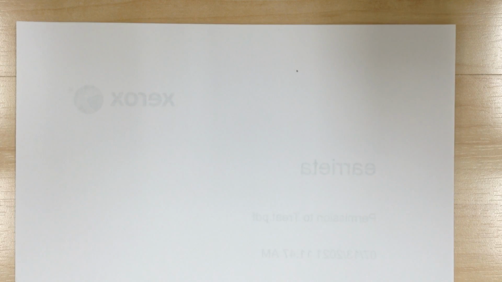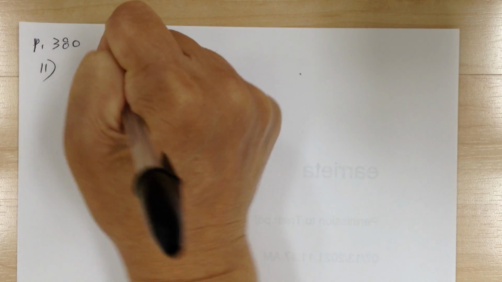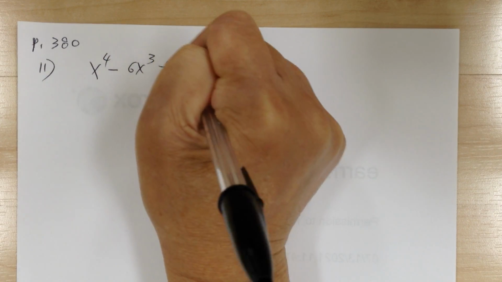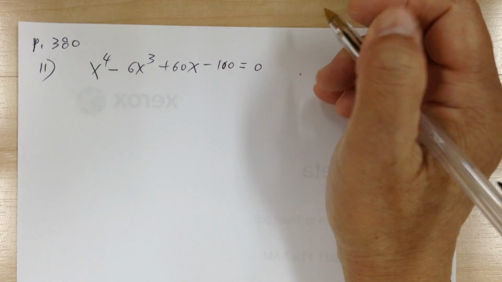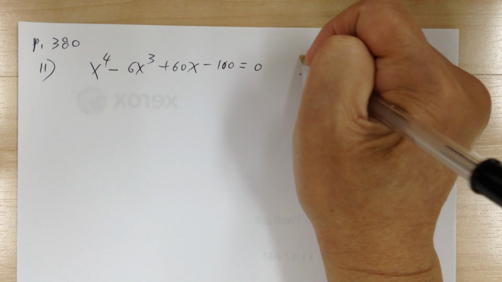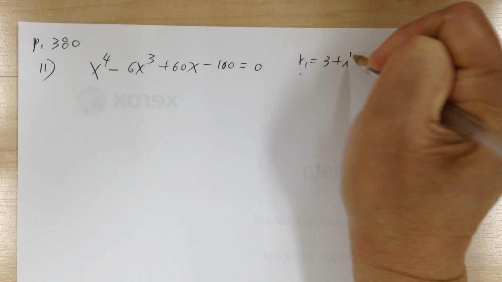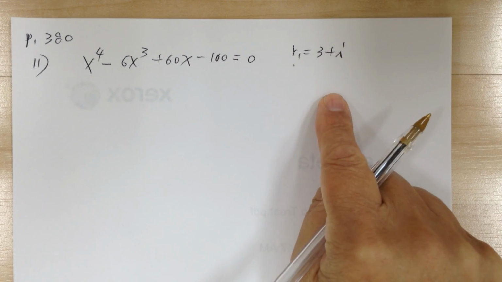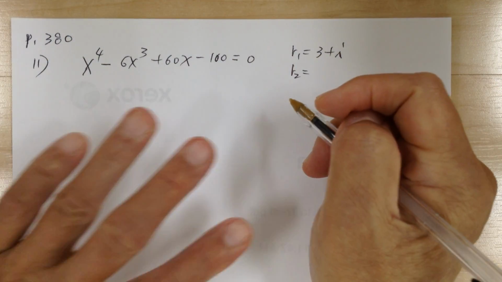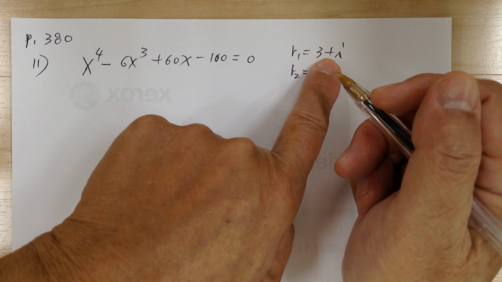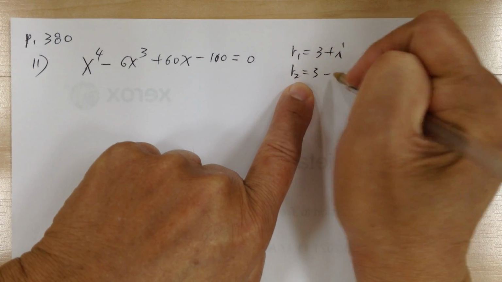Okay, let's go to the next one. Okay, you have x to the 4 minus 6x to the 3 plus 60x minus 100 equal to 0. Okay, so you have R1 equal to 3 plus i. So right away, you know that R2, the second, so this is a fourth power, so you're going to get 4 answers. So from the first answer, you can get the second one. So it has to be the conjugate, okay?